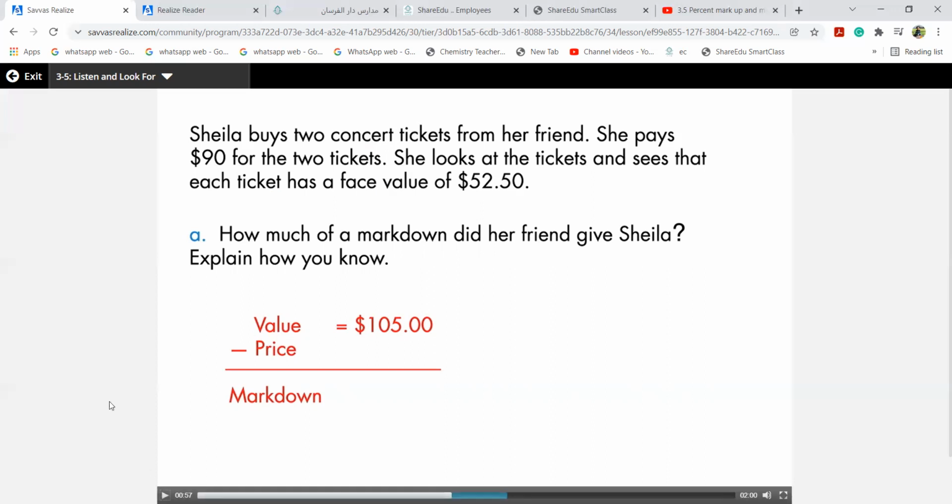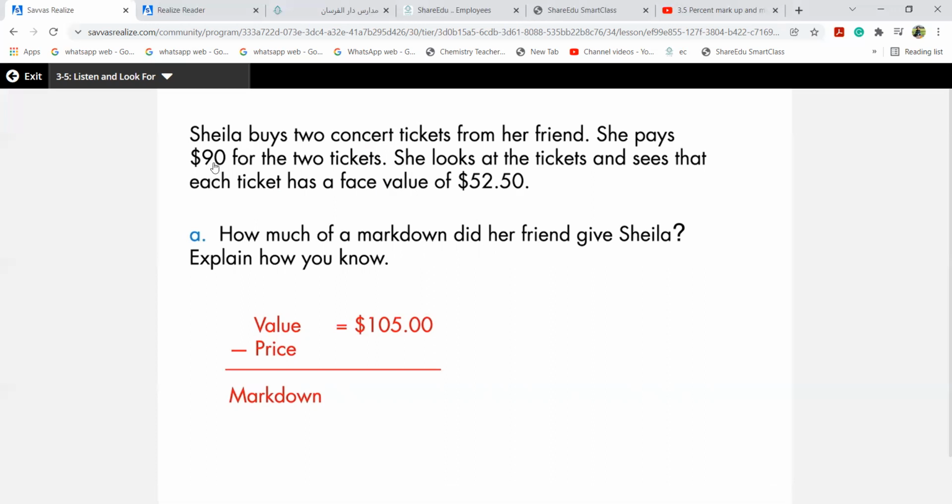Explain how you know. So it was actually 105. When you double it for 2 tickets, it's actually 105. But you have to minus it with 90. So 105 minus 90 is 15. So markdown means she has a discount of $15.